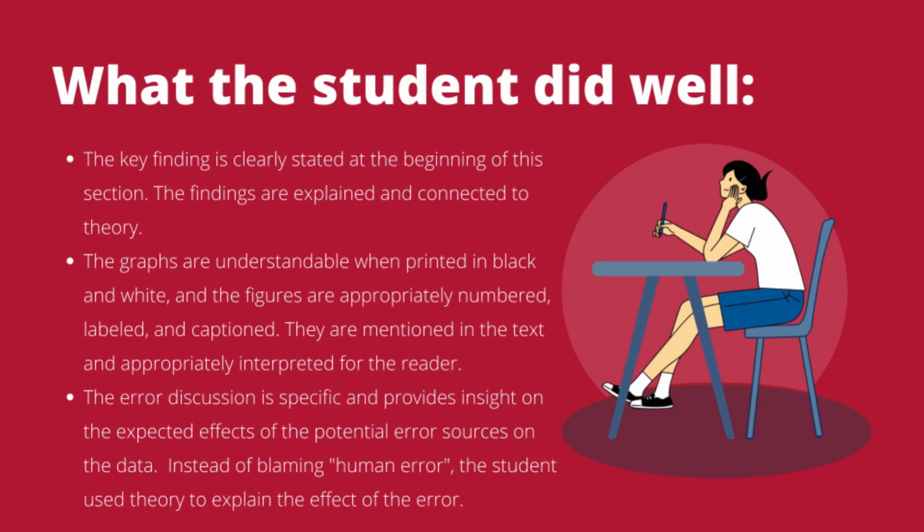The key finding is clearly stated at the beginning of this section. The findings are explained and connected to theory. The graphs are understandable when printed in black and white, and the figures are appropriately numbered, labeled, and captioned. They are mentioned in the text and appropriately interpreted for the reader. The error discussion is specific and provides insight on the expected effects of the potential error sources on the data. Instead of blaming human error, the student used theory to explain the effect of the error.